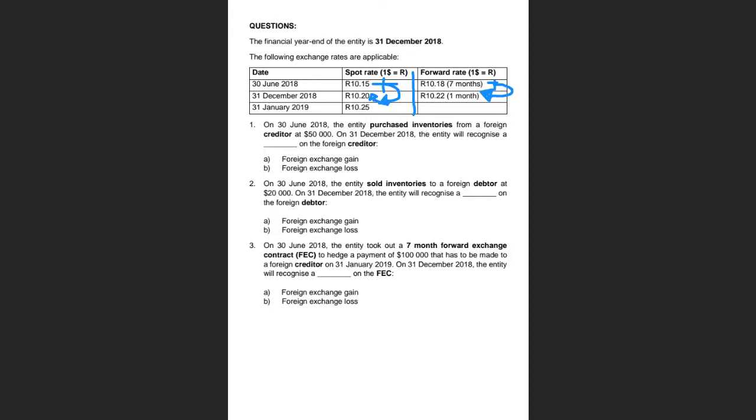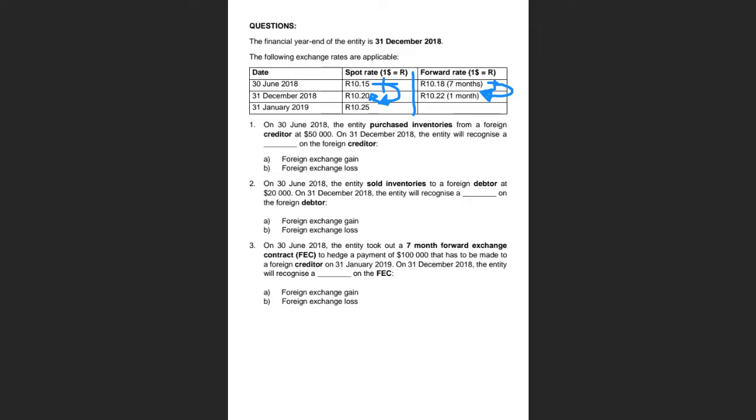Let's have a look at what people have said. As you can see there, majority of people said gain, and that is correct. It is a gain because we've got a benefit. We entered into the contract early, and therefore that means that we have gained on this specific transaction. We bought something for 10 Rand 18 and we held on to it, and now it's worth 10 Rand 22. Right? So that's what it means. We've gotten a benefit, we've gotten a gain. Okay.